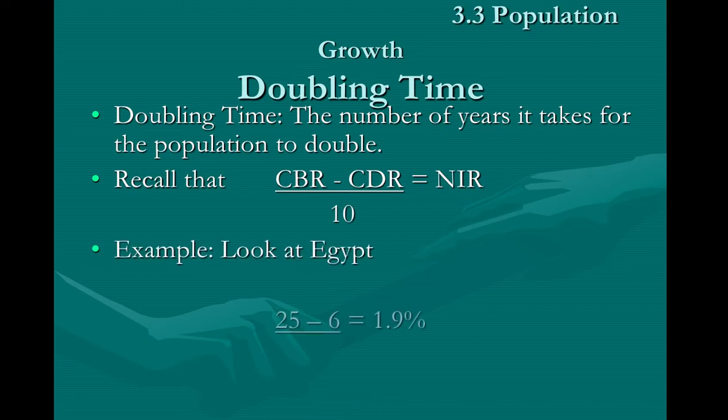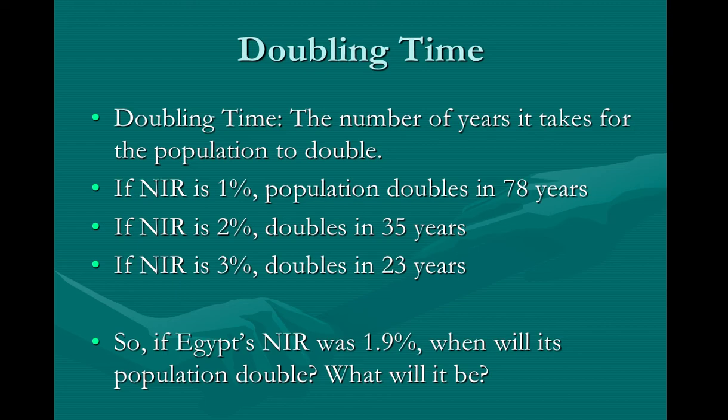Here's a look at Egypt. So their CBR was 25, their CDR was 6. You do 25 minus 6, you get 19. Divide by 10, it's 1.9. I don't know if we looked at this calculation earlier, but make sure that you know this formula for figuring out the NIR. What's going to happen is we're going to take the NIR to make some predictions. Doubling time will be according to this.